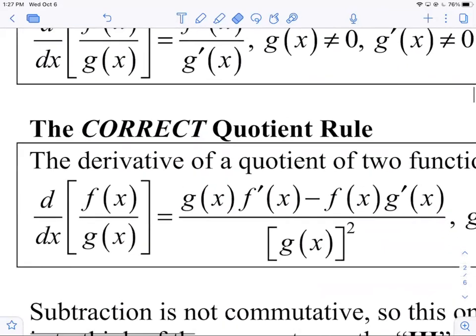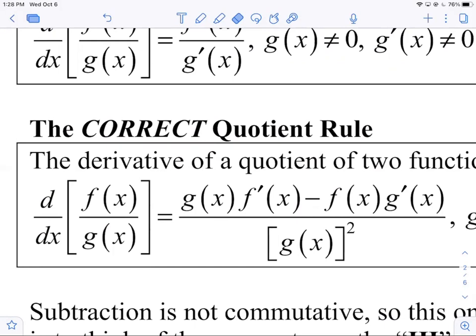And here's the correct way. The derivative of f divided by g is g f prime minus f g prime all over g squared. Oh, yeah, oh, yeah. I don't know, that doesn't sound as good as like f prime g plus f g prime. Let me try it again. g f prime minus f g prime all over g squared. Oh, yeah, oh, yeah. I think we could do better than that.